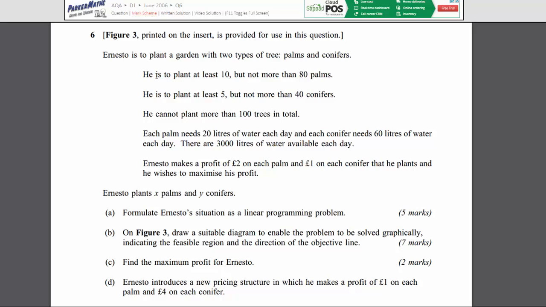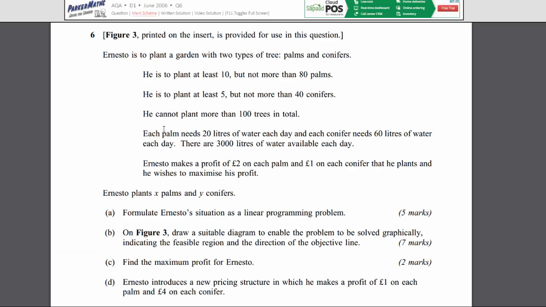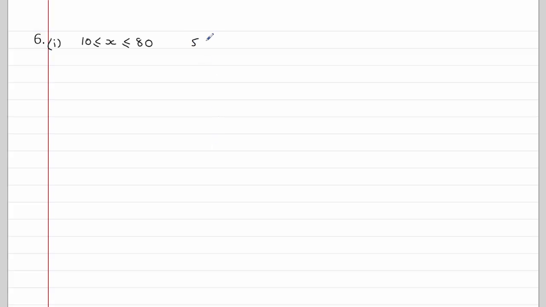First of all, we're going to look at the constraints one by one and write them down. It says he is to plant at least 10, but not more than 80 palms. So if x represents the number of palms, we can write down that x must be greater than or equal to 10, but less than or equal to 80. The second condition says he is to plant at least 5, but not more than 40 conifers. The number of conifers is represented by y, so y must be between 5 and 40.